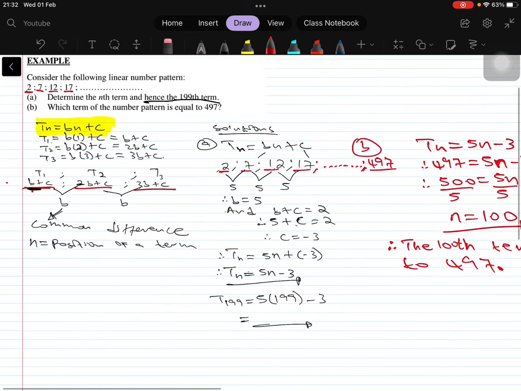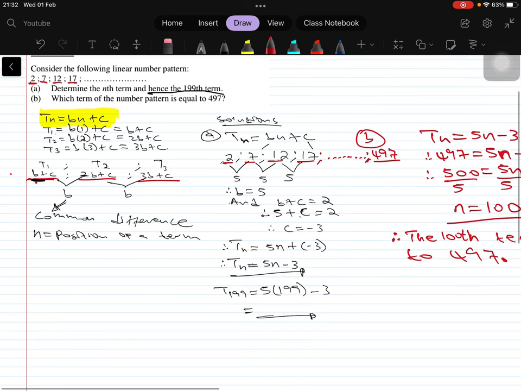You can get your marks, depending on how many marks they are willing to give you, you can get all of them.